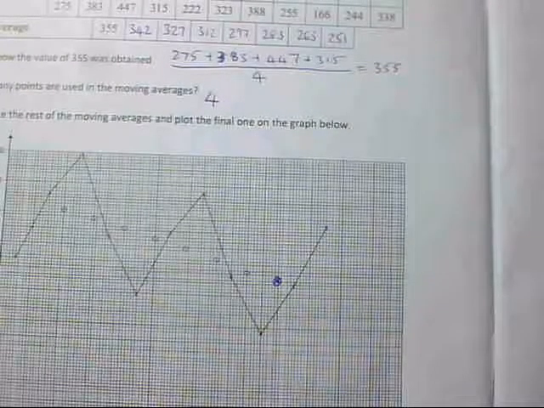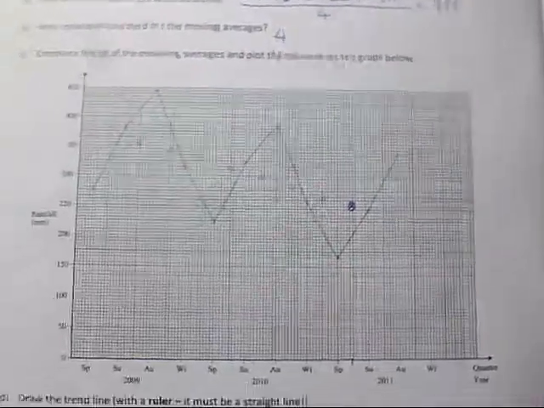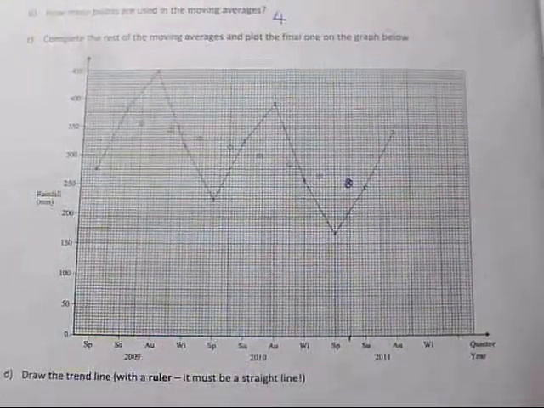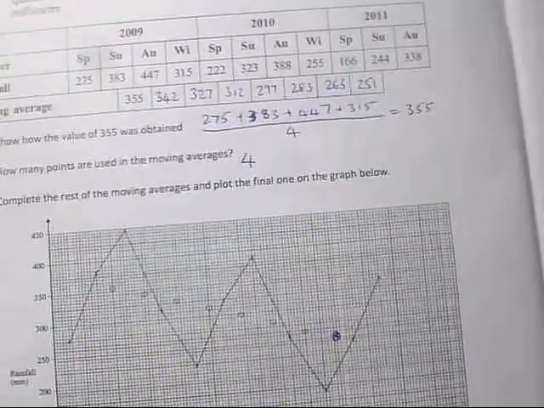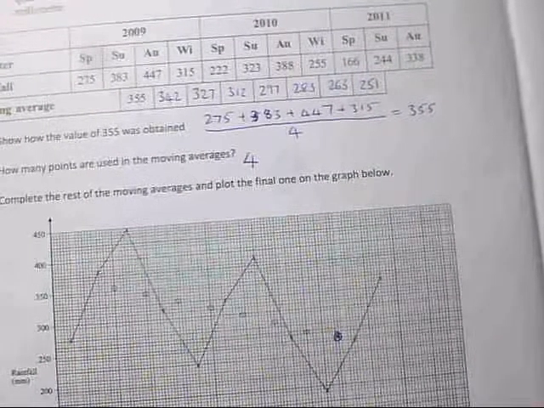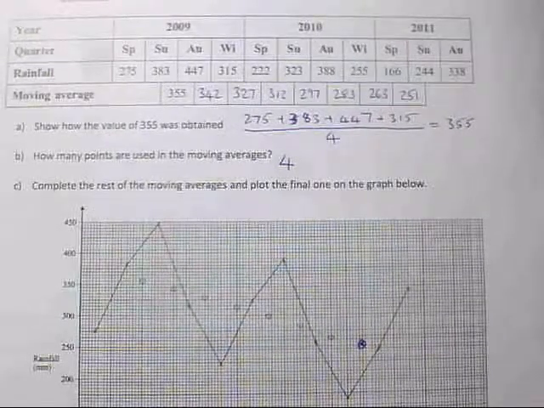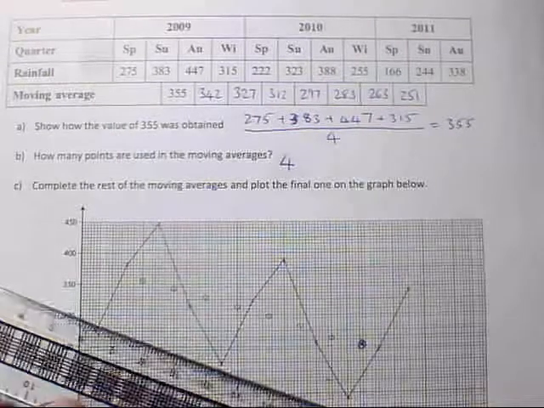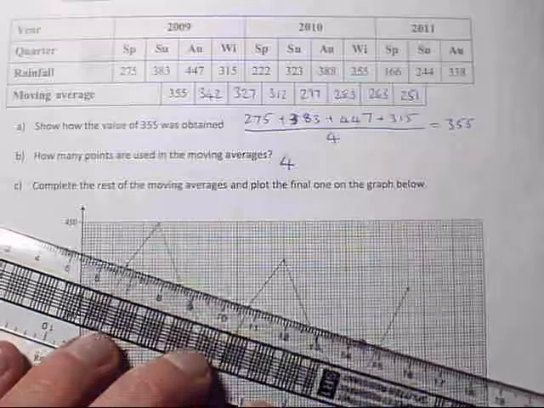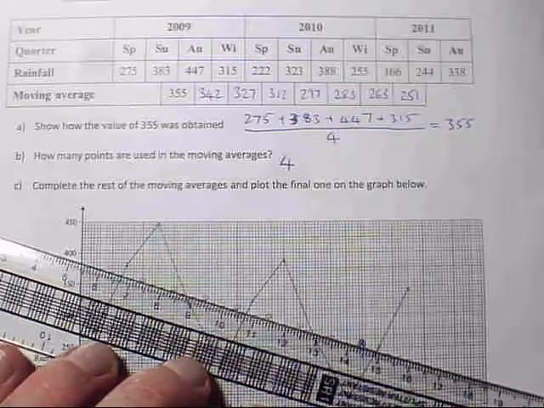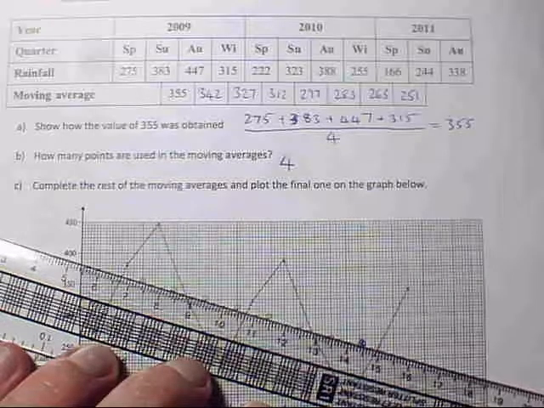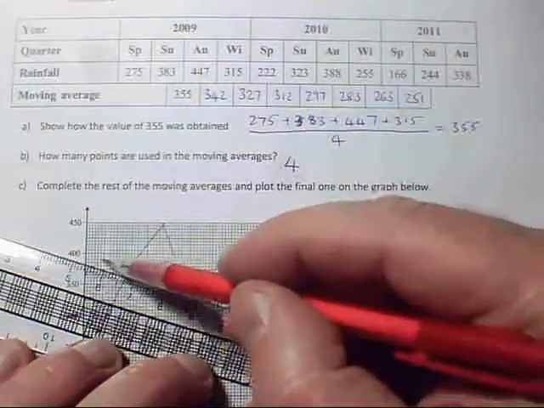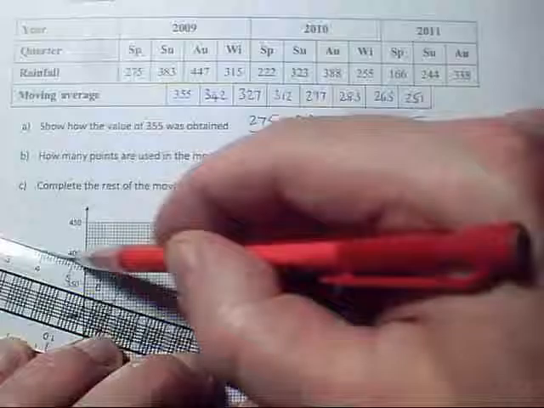Part D down here says we need to draw the trend line, and we always do this with a ruler. If they ask you to draw a trend, they'll only ask you to do that if it's linear. So on this occasion, we need to find a line of best fit by eye, but on this one, the points are such a lovely straight line that I can pretty much find a line that will go through all of these points.